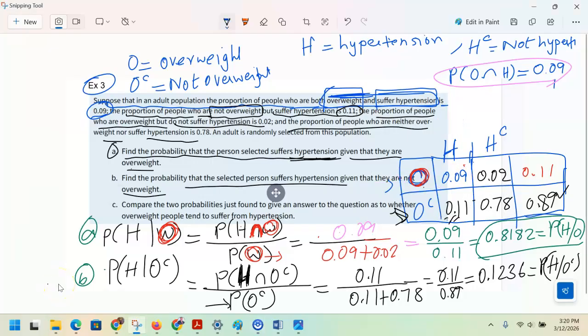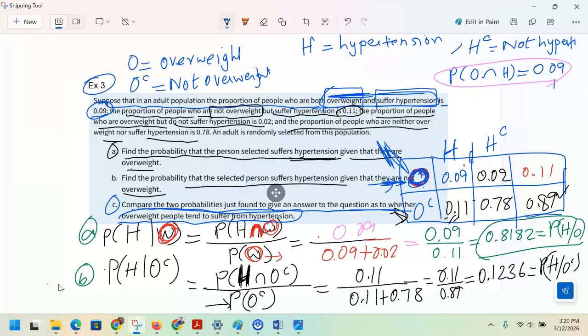The question is asked, part C: compare the two probabilities just found to give an answer as to whether overweight people tend to suffer from hypertension. Now, if you look at this table, these are overweight people.